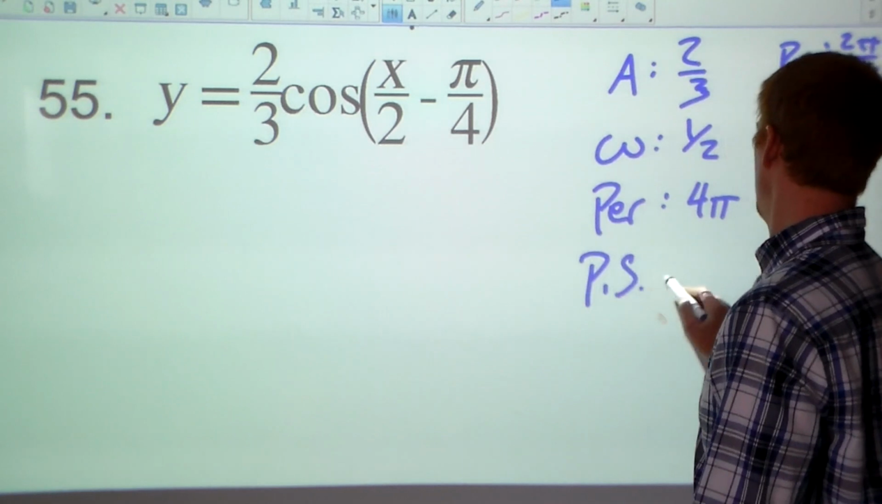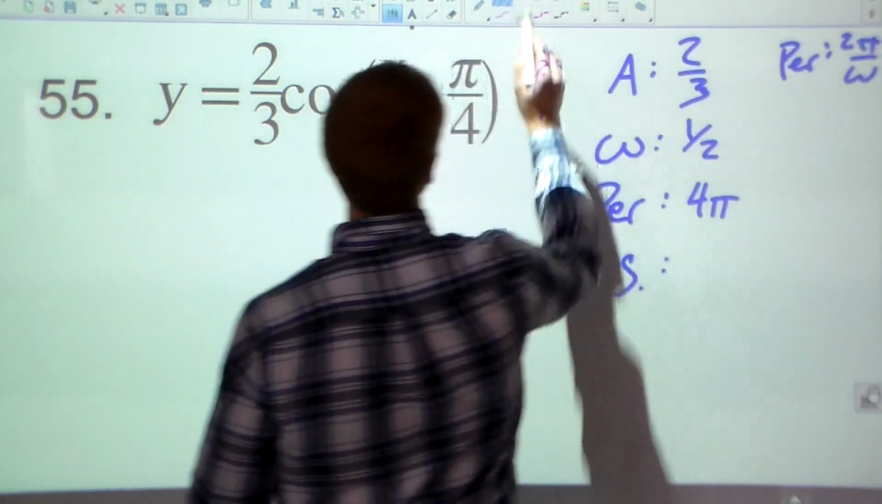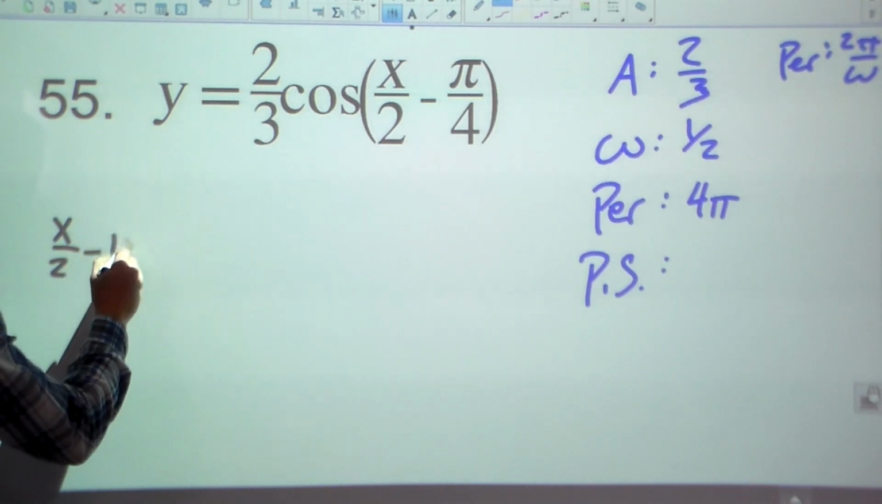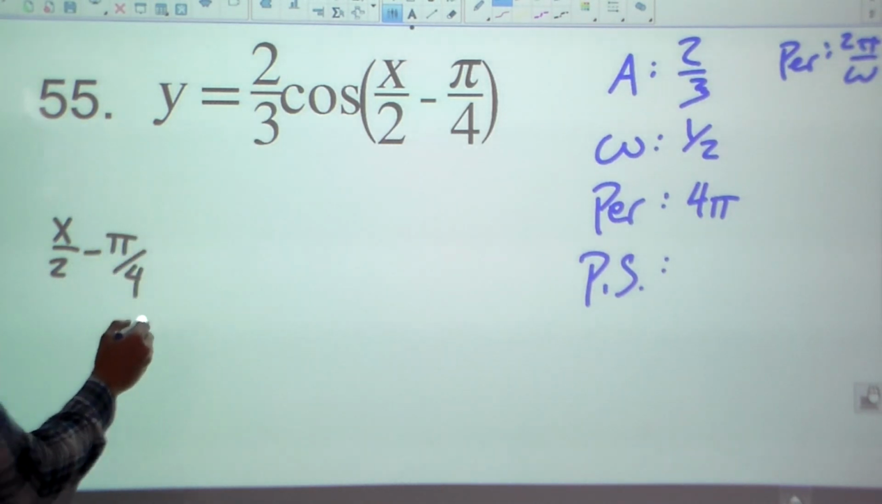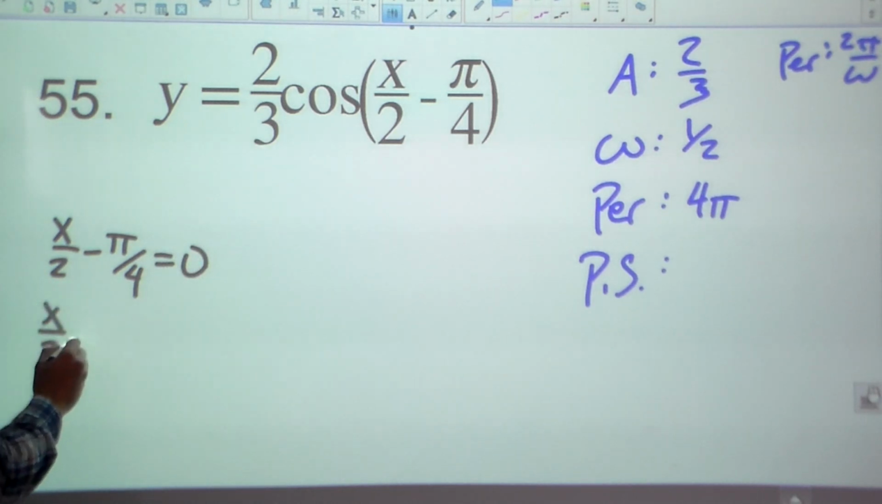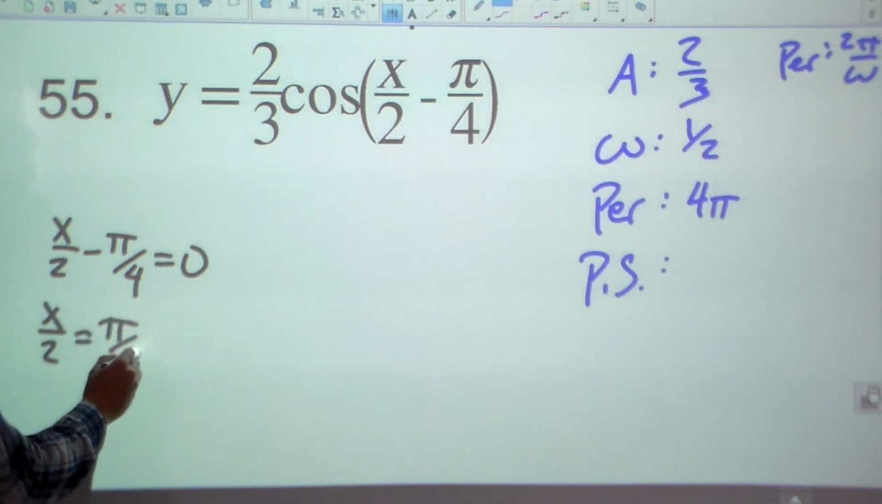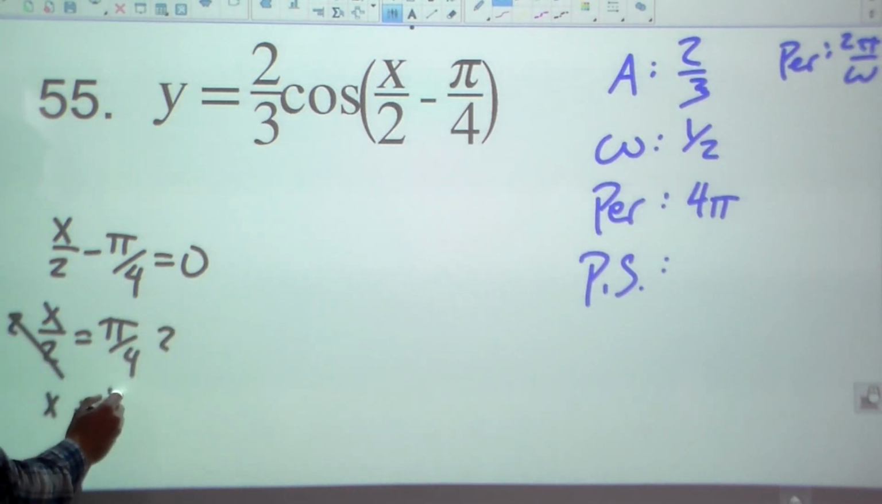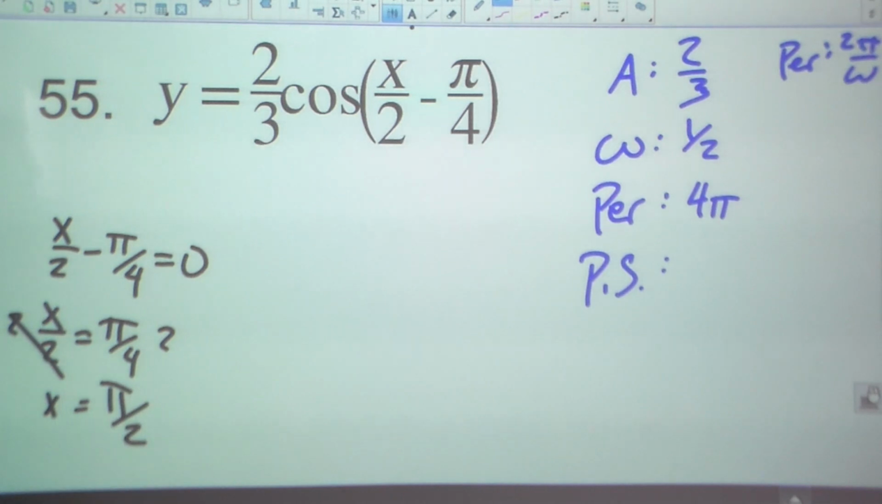And then your phase shift. For phase shift, that's really the only thing that requires work. Take x over 2 minus pi over 4 and find out where it equals 0. So x over 2 would equal pi over 4. Multiply by 2 to get rid of that, and we're going to get pi over 2. So our phase shift is pi over 2.